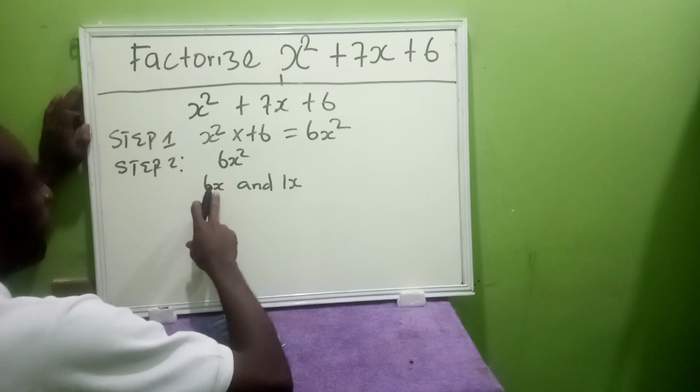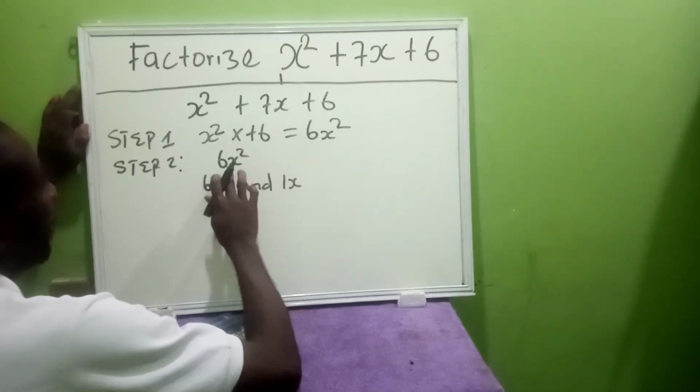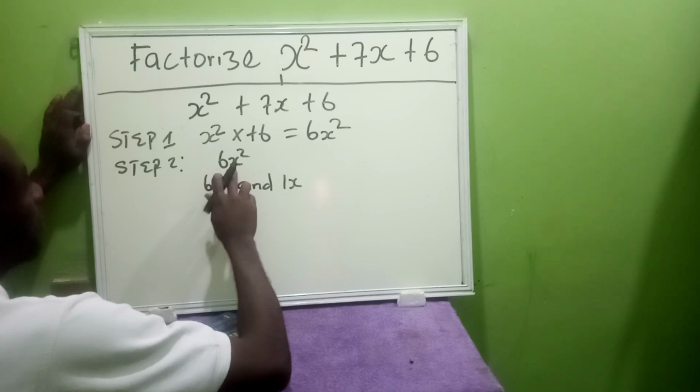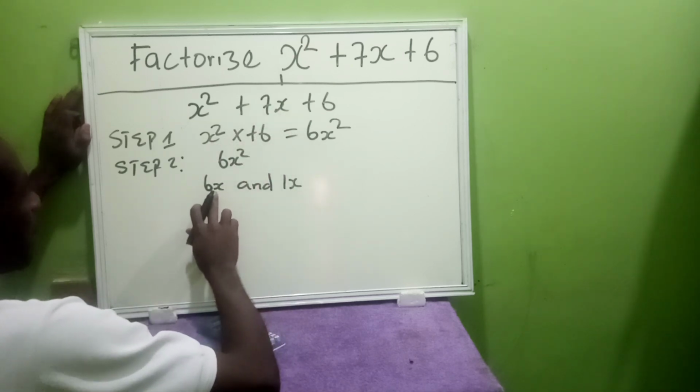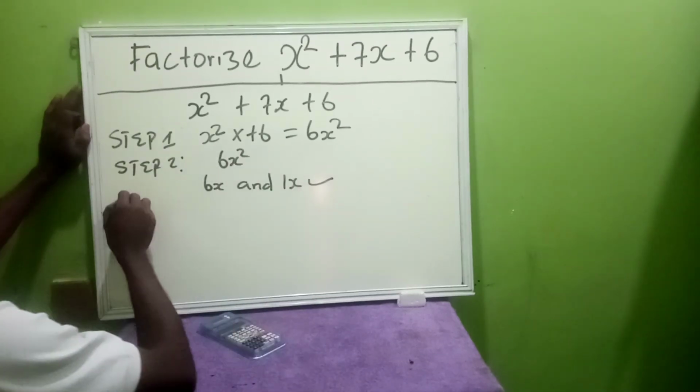Correct. But when we add these two numbers, can we get 7x? If yes, then we are getting the factors of 6x squared that match. 6x plus 1x will give us 7x. So we are good to go.